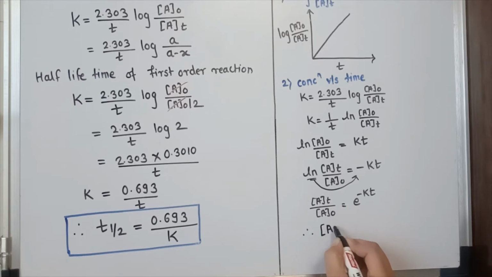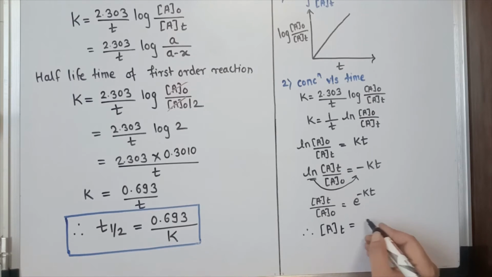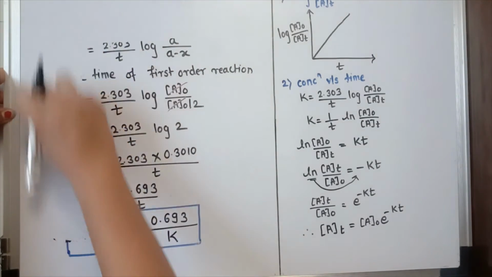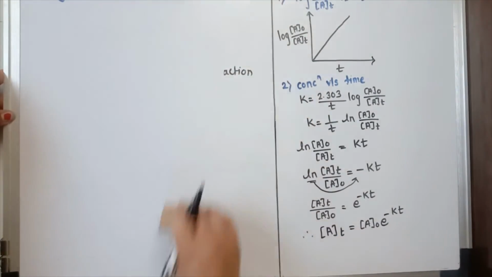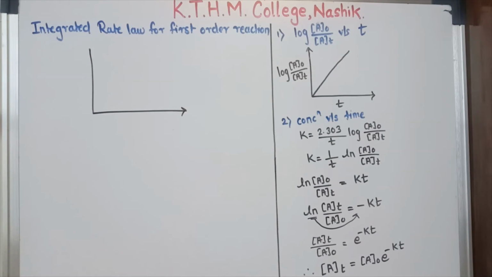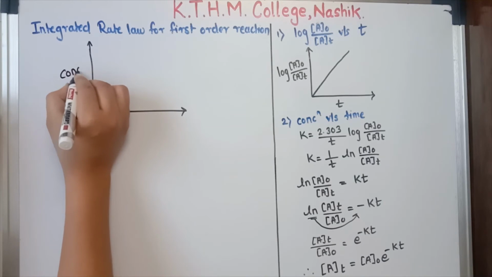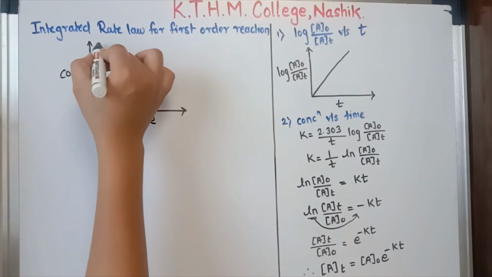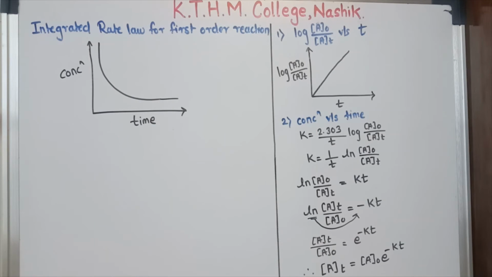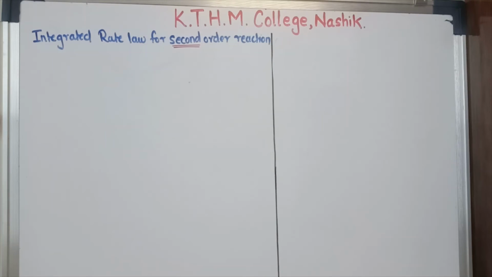Therefore, At, that is the concentration at time t, will be equal to A naught into e raised to minus Kt. And that graph will come like this, concentration versus time. It will be an exponential curve. Okay. So this was about the integrated rate law for the first order reaction. Now next we will see the integrated rate law for the second order reaction.